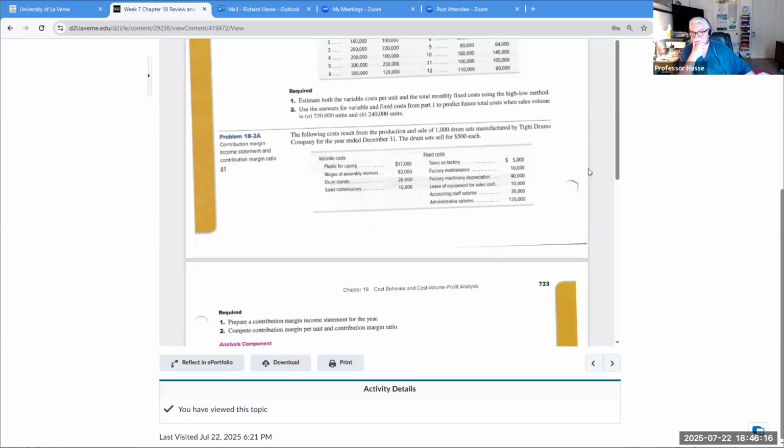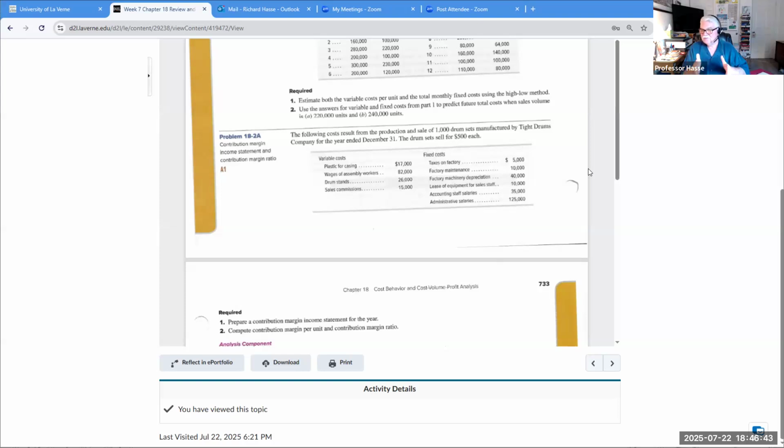Let's look at the other side of the coin. Fixed costs. Taxes on the factory, factory maintenance, factory depreciation on the machinery, the lease of equipment for the sales staff, accounting staff salaries, and administrative salaries. All those are fixed. They do not change with output. They stay the same.